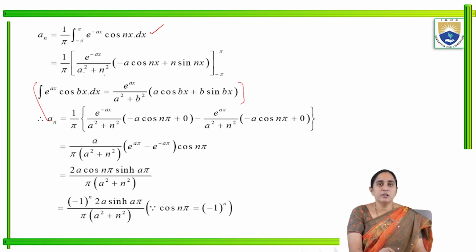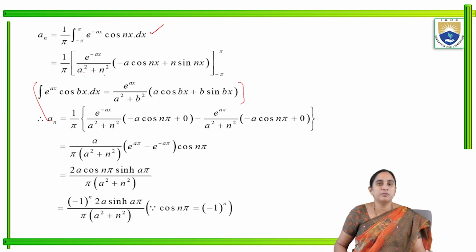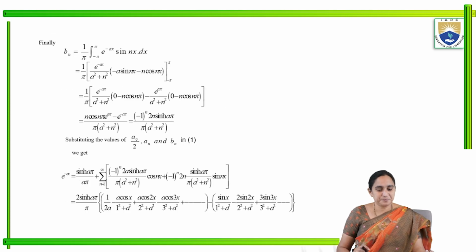And here, what about the cos n pi value? Cos n pi value is minus 1 whole power n, into 2a into sinh a pi by pi into a square plus n square. Okay. Then for that, this is the required value for finding a_n.